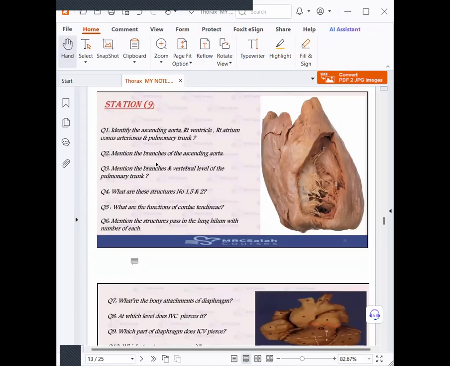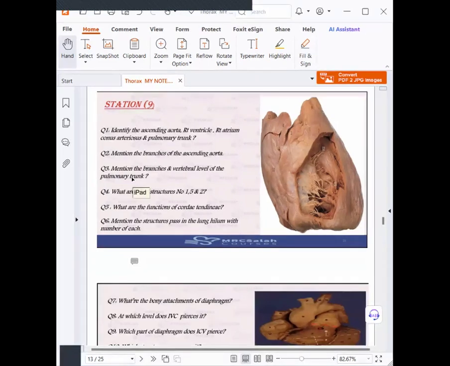Mention the branches of ascending aorta. Right and left coronary arteries. Mention the branches and vertebral level of the pulmonary trunk. The branches of pulmonary trunk are left and right pulmonary arteries, and it's situated at the level of T4 to 5.